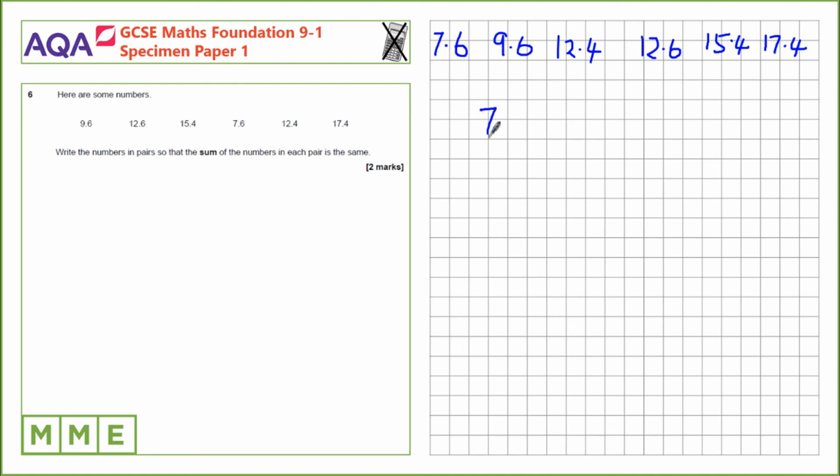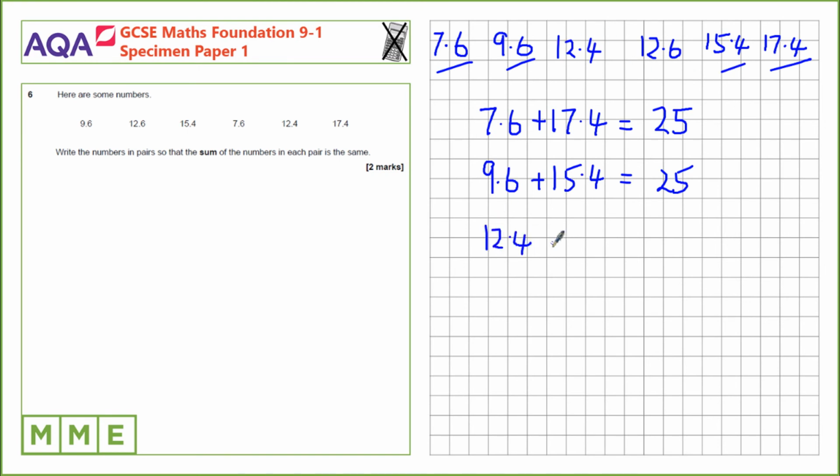For example, 7.6 plus 17.4 is 25. And that's these 2 taken care of. The next thing we can do is we'll take the second smallest and the second largest and add those up to check that that adds to the same number. So 9.6 plus 15.4, which is 25 again. And finally, these 2, 12.4 plus 12.6 is 25.